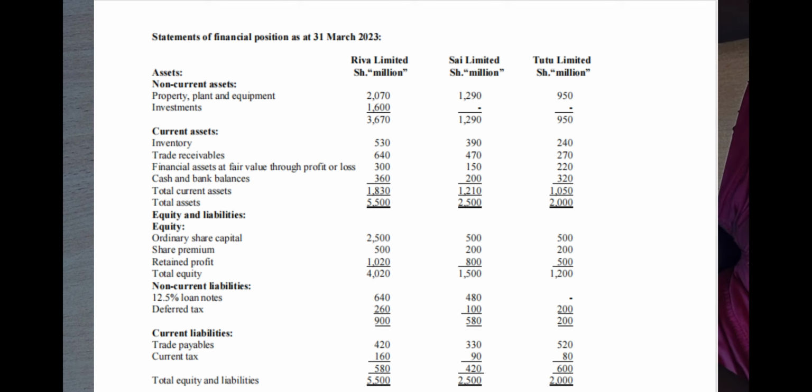And then you can see the statement of financial position again for the three companies: River Limited, Sai Limited, Tutu Limited. Assets, you can see non-current assets: property, plant, and equipment, and investments. Current assets, you can see inventories, trade receivables, financial assets at fair value through profit or loss, cash and bank balances, then total current assets, the total assets. And then equity and liabilities, you can see there's equity: ordinary share capital, share premium, retained profits, and total equity. And non-current liabilities, you can see the 12.5% loan notes and deferred tax. Then current liabilities, trade payables, and current tax, then total equity and liabilities.